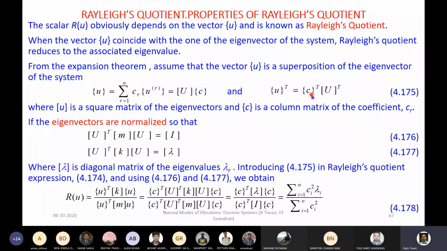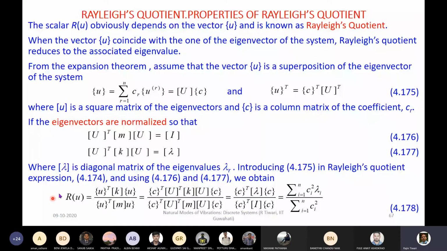And as usual, when we mass-normalize this modal matrix, this multiplication gives the identity matrix, and with the stiffness we get all the diagonal terms having the lambda values. So this is the mass-normalized modal matrix. Now, going back to the previous Rayleigh's quotient, the Rayleigh's quotient definition.